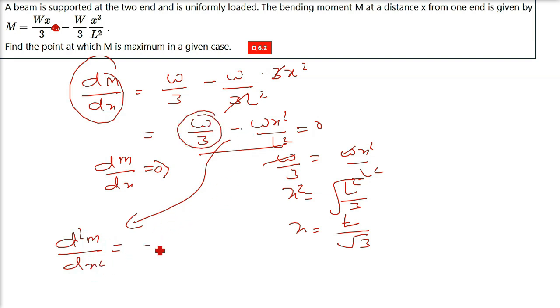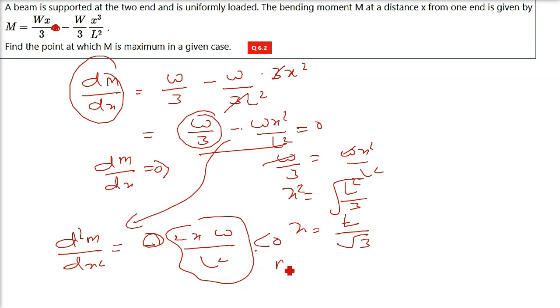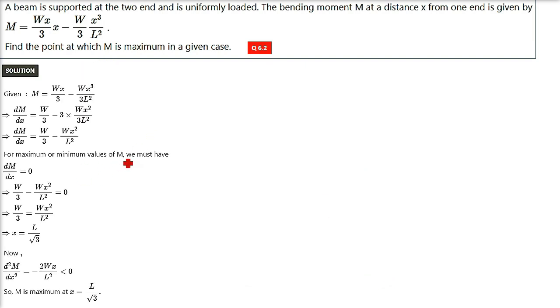The double differentiation: W by 3 is going to be 0. This minus WL square will remain like this. X square will give you 2x. So all this right hand side is positive, the left part is negative, and the right part will always be positive. So this is negative in the entire case, so this is going to give you the maximum. This is the value of the maximum at x equals L by 3.